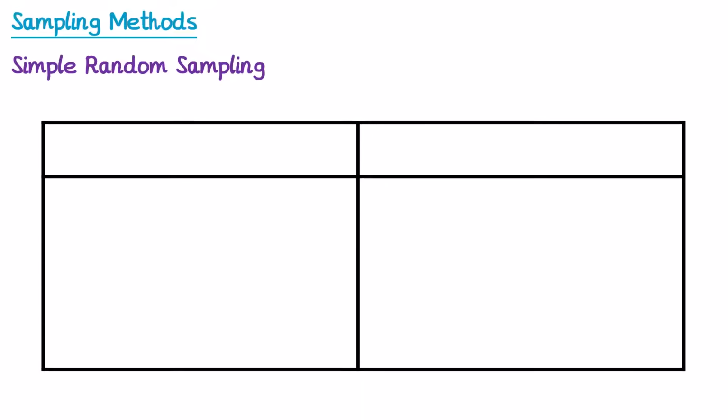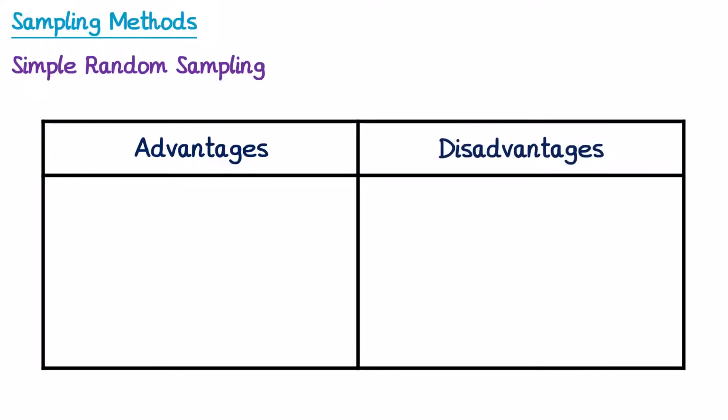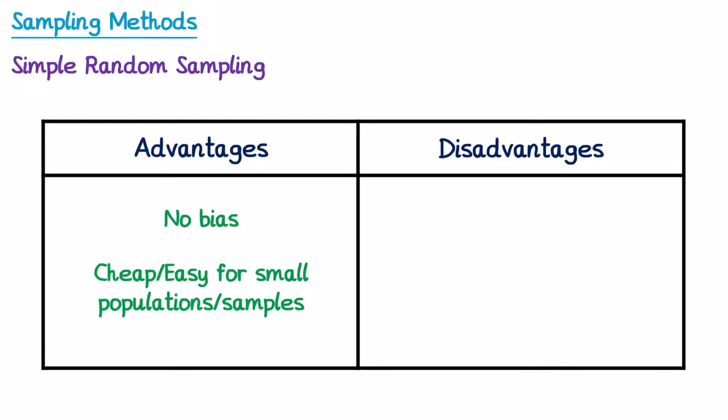Now you also need to be aware of the advantages and disadvantages of each sampling method. So for simple random sampling, the main advantage is there's no bias. This is because each of the items has an equal chance of being selected. Secondly, it's quite cheap and easy to do if the population or sample size is quite small. You saw before it didn't take us very long to generate that sample for the Premier League football teams. This is because the population and sample were small.